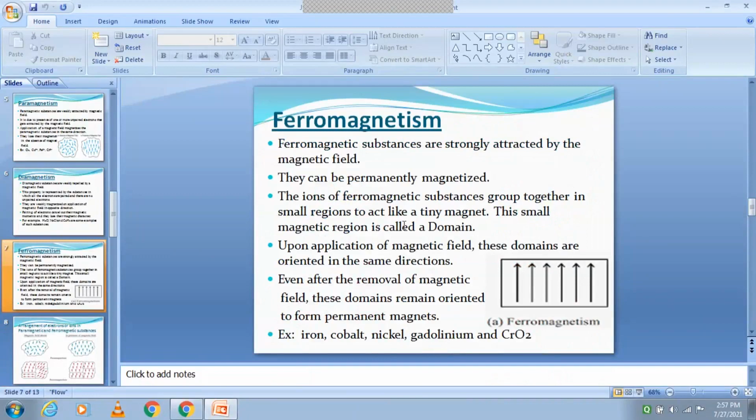The ions of ferromagnetic substances group together in small regions to act like a tiny magnet. This small magnetic region is called a domain.